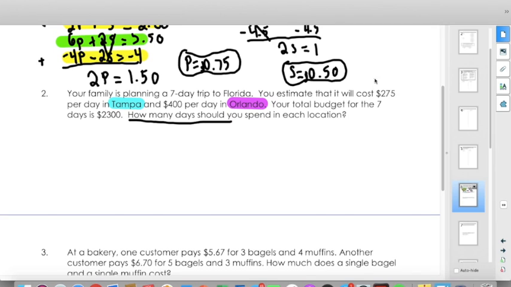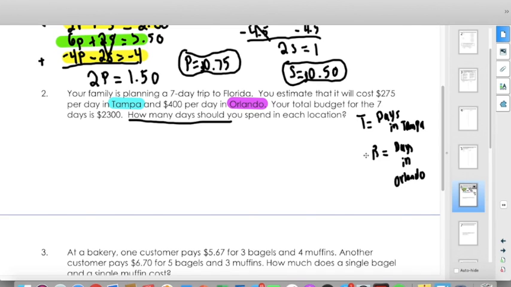I'm going to do T equals days in Tampa. And then I'm going to let R equal days in Orlando, because O looks like a 0. Days in Orlando. Okay? So T and R.